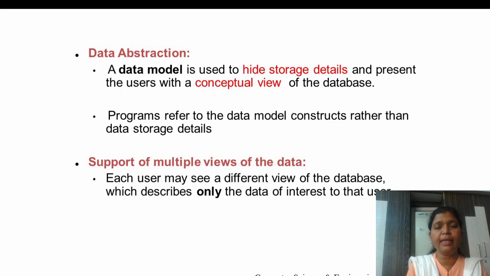We want to hide the essential details of it. What I'm going to show is only the conceptual. I'm going to tell you the time, but I will not give you my watch itself to open and check how it works. So that's what data abstraction is. Abstraction is nothing but hiding the essential details.